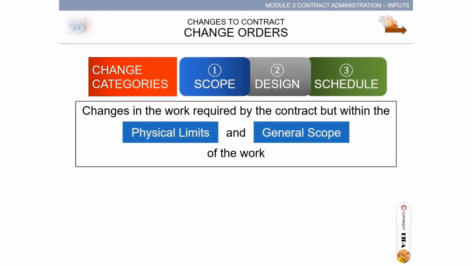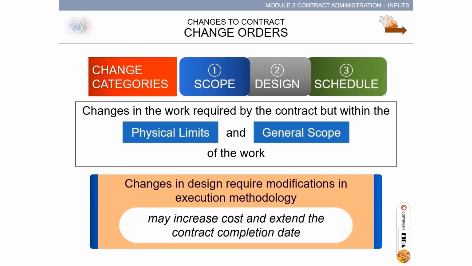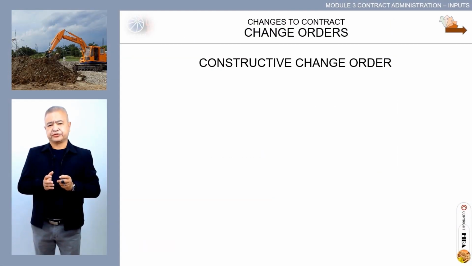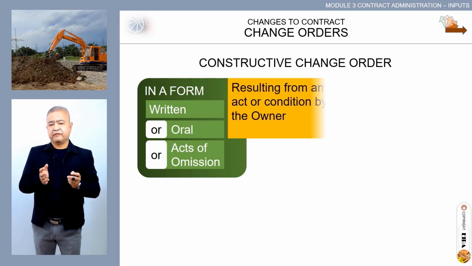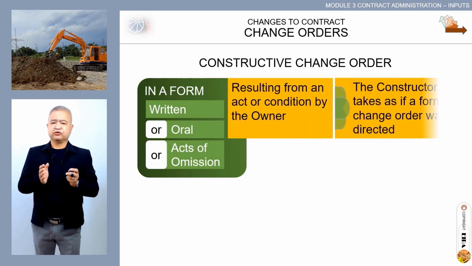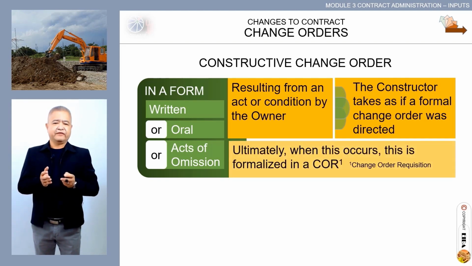Changes in the work required by the contract but within the physical limits and general scope of the work. As an example, changes in design require modifications in execution methodology, may increase cost and extend the contract completion date. Constructive change orders, in a form written or oral or acts of omissions resulting from an act or conditions by the owner, the constructor takes as if a formal change order was directed. Ultimately, when this occurs, this is formalized in COR, change order requisition.